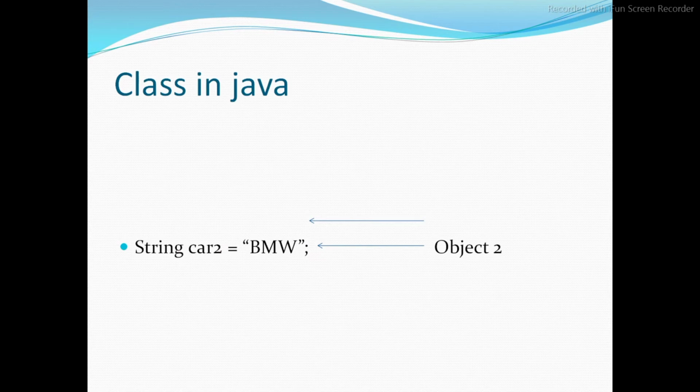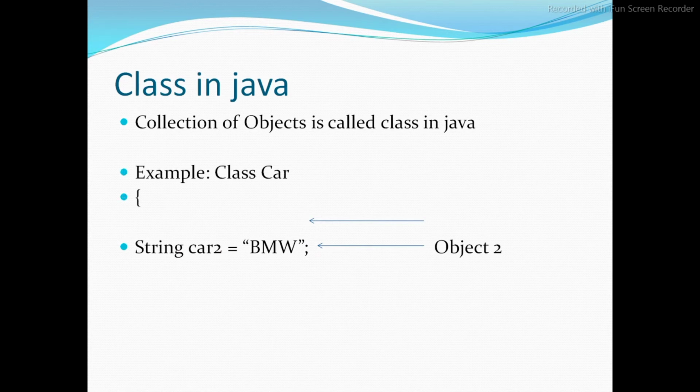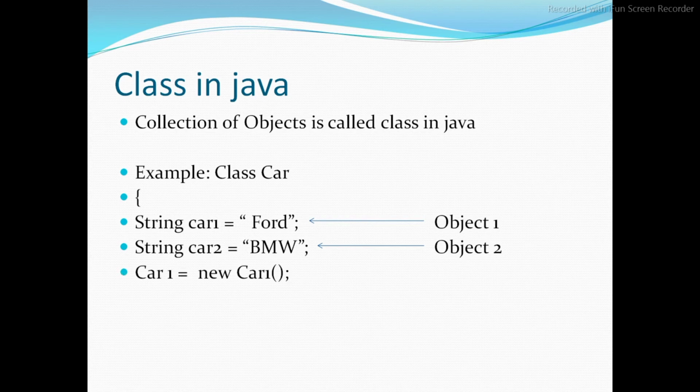For example, class Car: String car1 = Ford and String car2 = BMW, where Ford and BMW are two objects. Creating objects: car1 = new car1 and car2 = new car2. The collection of objects is called a class in Java.